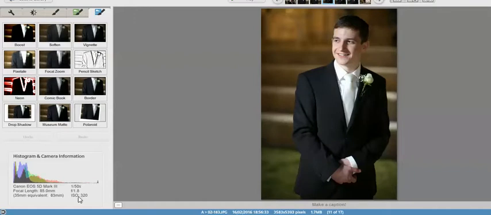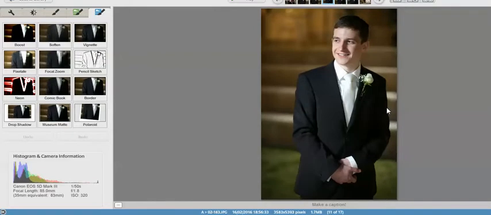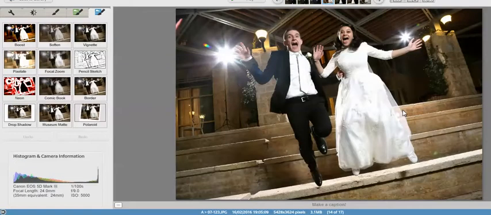This was done without changing any of my settings. It could have been changed in one of two ways. What were the two ways? Number one, move the flash closer, or number two, turn the power of the flash up. Excellent. Okay, what about here?